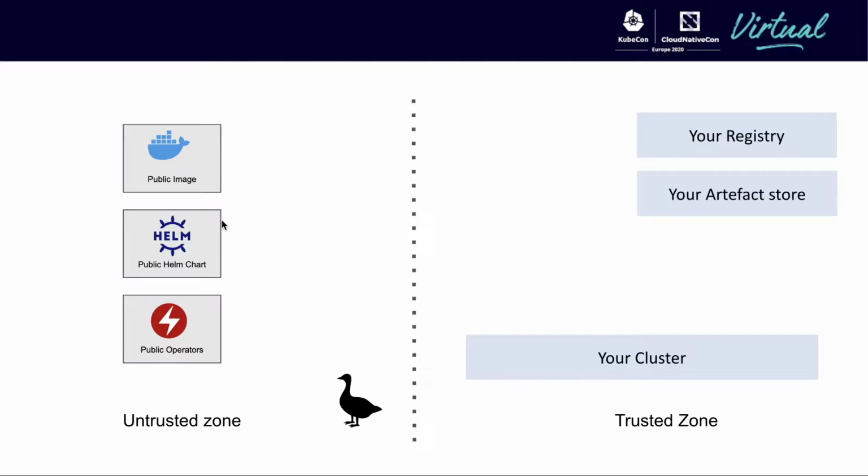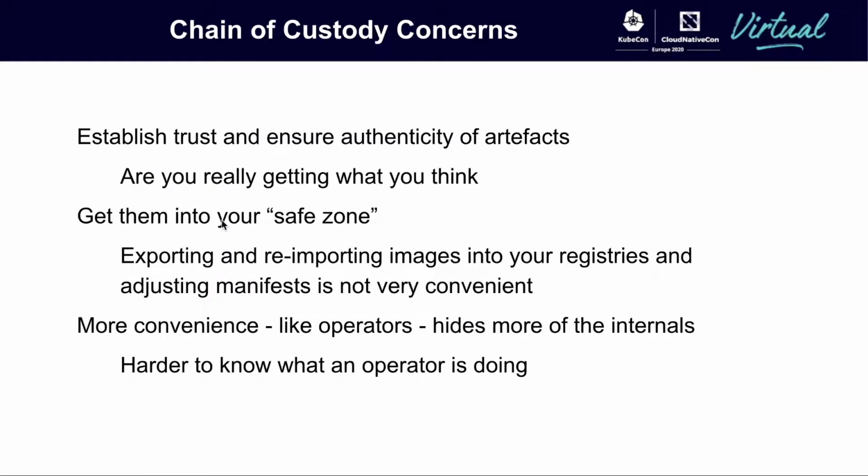So if we look at our environment, it's actually split into two parts. The left part is the untrusted zone: a public image, a public Helm chart, a public operator, which then also might be an image. And the right part, our trusted environment: our cluster, our artifact store, our registry. So somehow we need to move things from the untrusted zone into the trusted zone and ensure that we're only moving things over that we expect to move over and not something else. So what we need to do is establish trust and ensure authenticity of the artifacts. Are we really getting what we think we're getting?